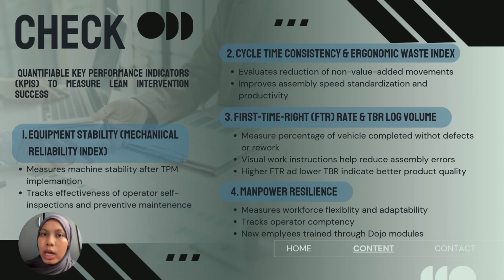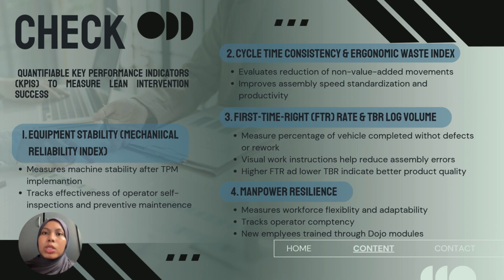lean intervention at Proton Tanjong Malim. So the first one is the mechanical reliability index, which measures machine stability after implementing total productive maintenance (TPM), and improvement in this KPI indicates fewer machine breakdowns and smoother production, with production speed increased from 7 to 10 per hour.